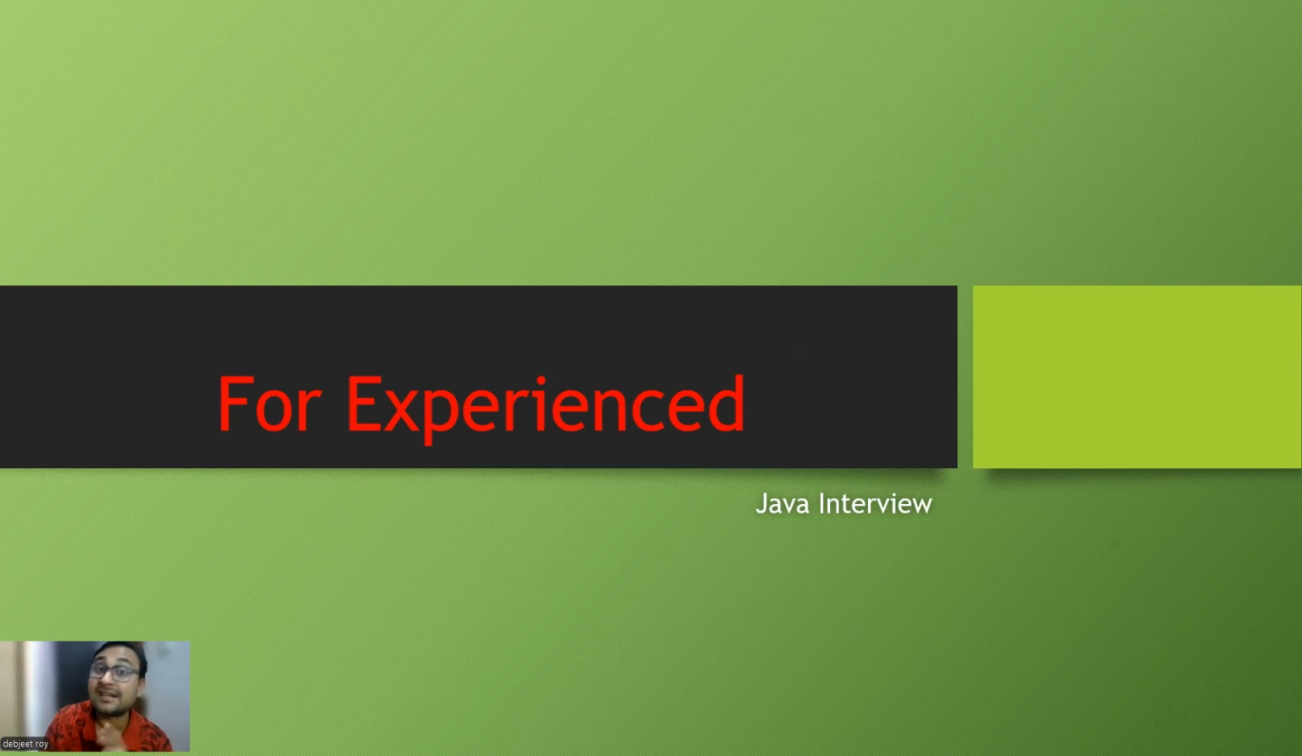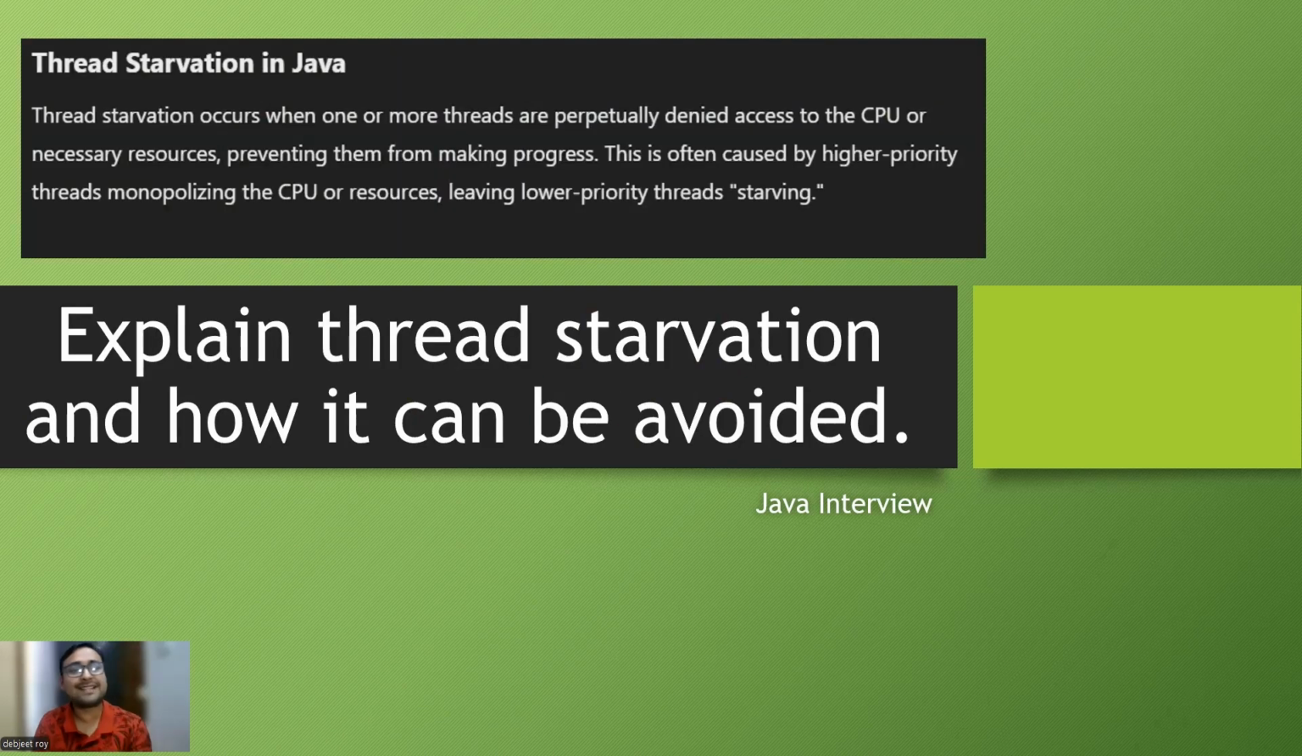Now let's understand what type of questions can come for an experienced candidate. What is thread starvation and how can it be avoided? This is a little bit advanced level question, but you can go ahead with it if you want to know as a fresher. Thread starvation occurs when one or more threads are denied access to the CPU or the necessary resources, which prevents the particular thread from making progress.